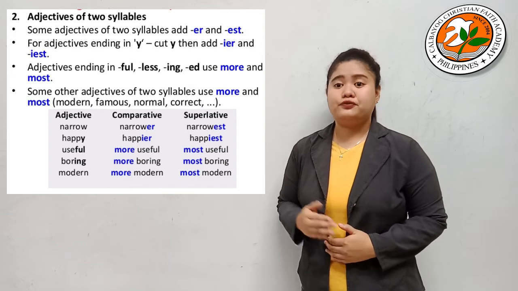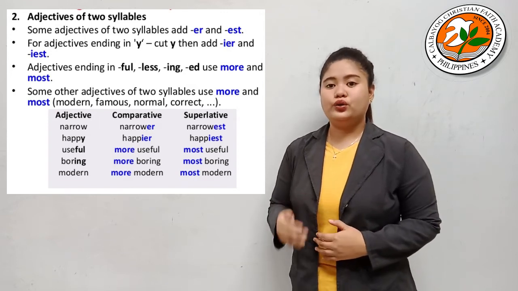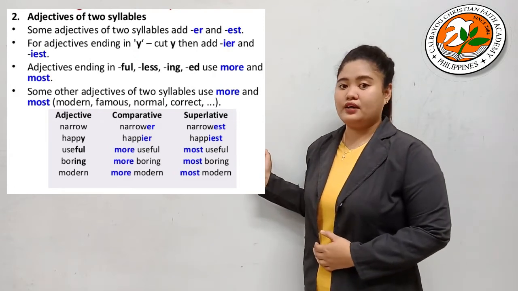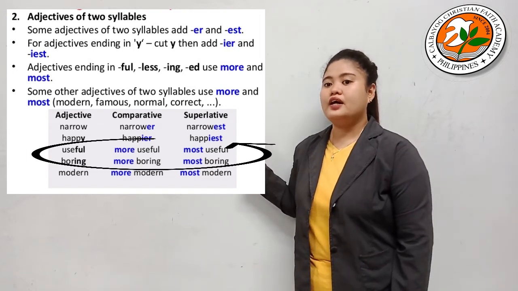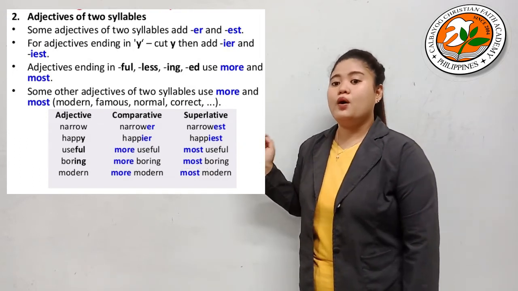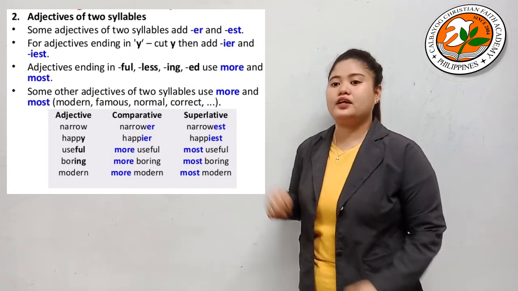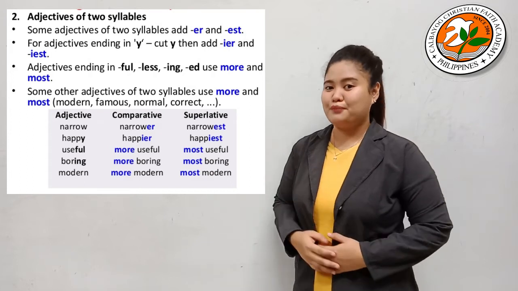Adjectives ending in ful, less, ing, and ed use more and most. For example, we have here useful and boring. In the comparative degree, useful and boring become more useful and more boring. In the superlative degree, they become most useful and most boring.